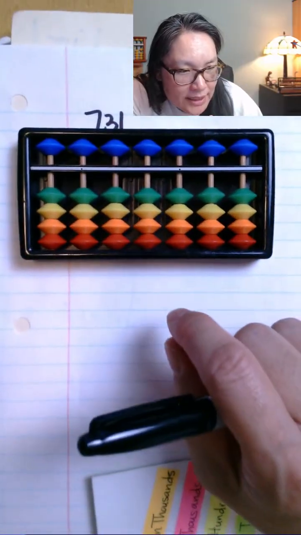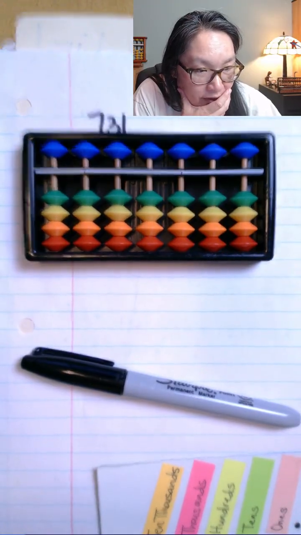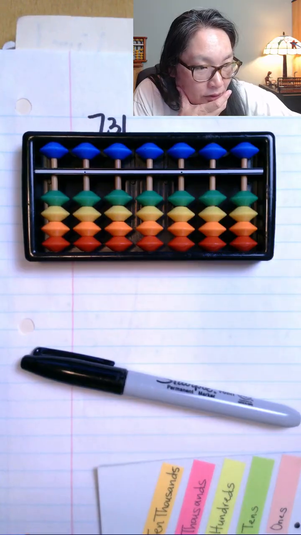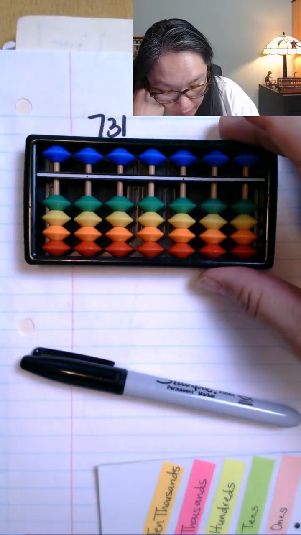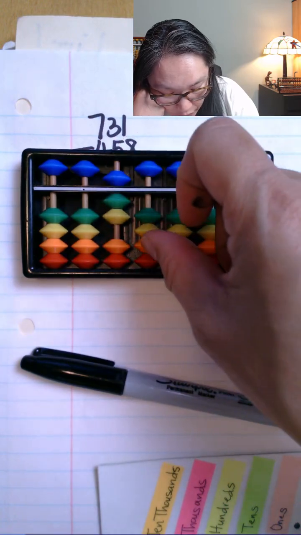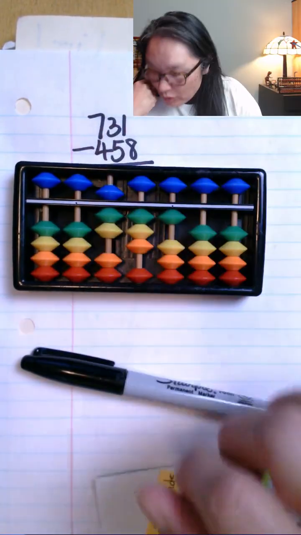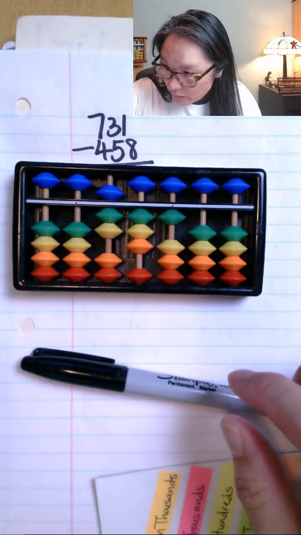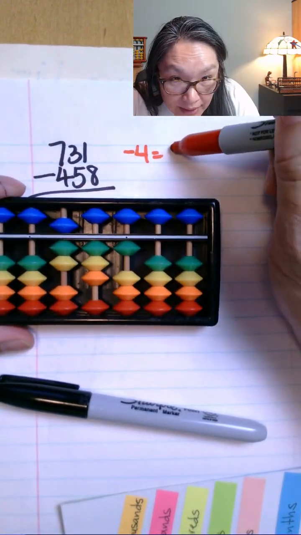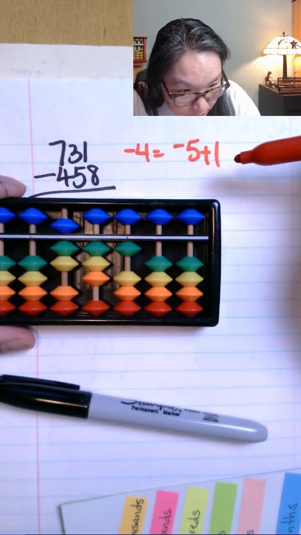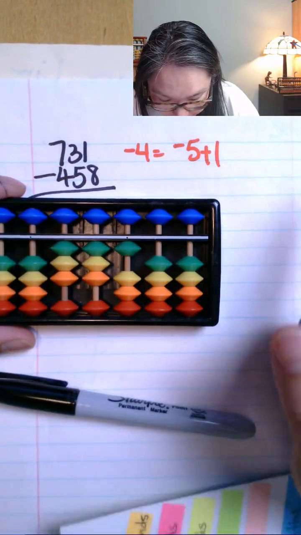The first thing we're going to do, Sarah, is put in 731. The next thing we're going to do is take away the 4. To take away the 4, we need to understand how to minus the 5. Minus the 4 is equal to minus the 5 plus the 1. Hey, Gabby, welcome back. So we're going to minus the 5 and then plus the 1.